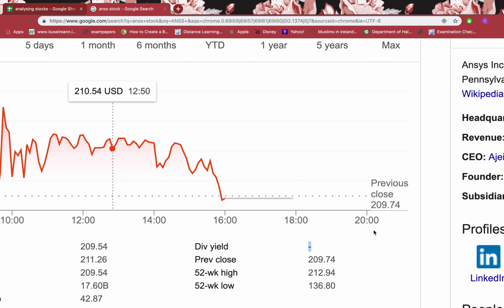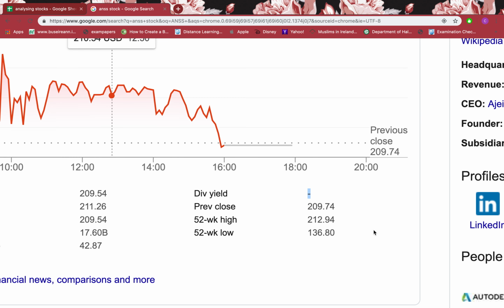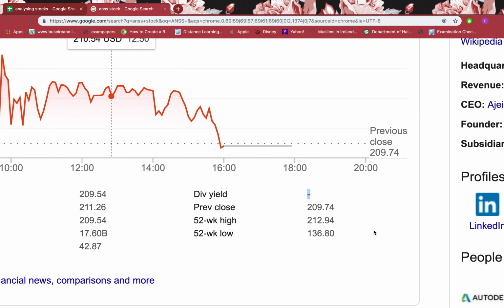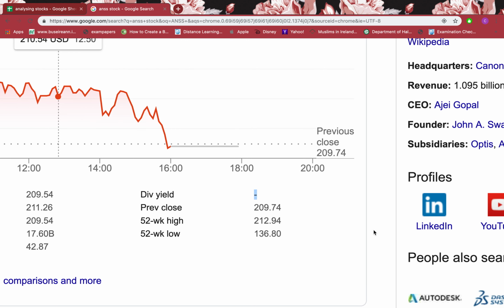A company that pays dividends has extra money left and can pay it off to their shareholders. This company doesn't have any dividend. It could be they're not generating extra money, or it could be that they are generating extra money but are investing in their firm for growth. So it's up to them.